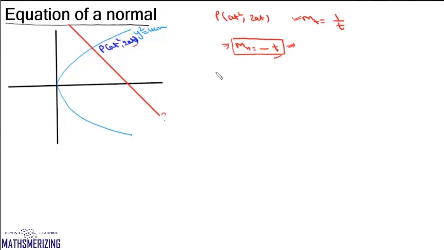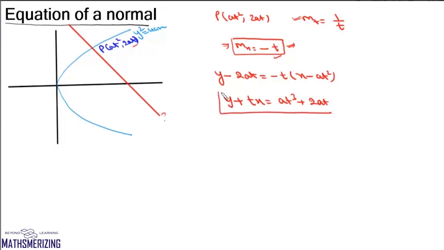We can write this equation as y minus y1, which is y minus 2at, equals minus t, and then x minus at square. So we can write this equation as y plus tx equals at cube plus 2at. So the equation of any normal to the parabola y square equals 4ax will be of the form y plus tx equals at cube plus 2at, where t is the parameter of the point from which this normal is drawn.